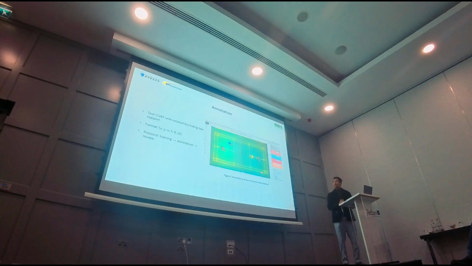This dataset was annotated using CVAT from Facebook, with full support for rotated bounding boxes. Each annotation is stored in the format of center coordinates with height, angle, and instance ID for someone who wants to track the racket. The annotation protocol involves training, annotation, and review to ensure quality. This is the format of the dataset.